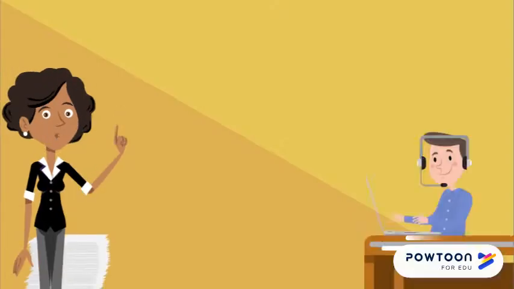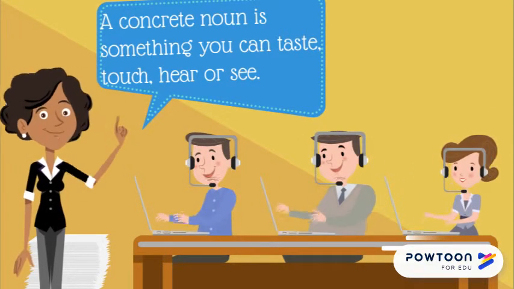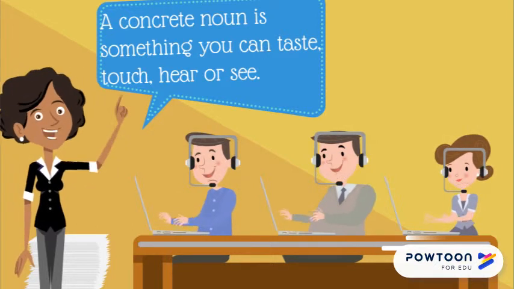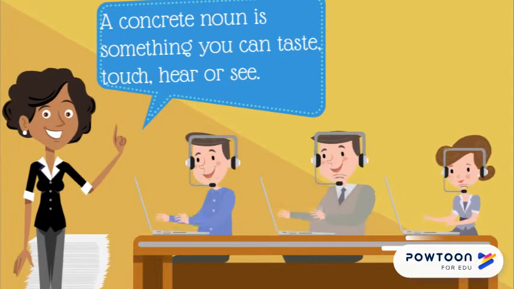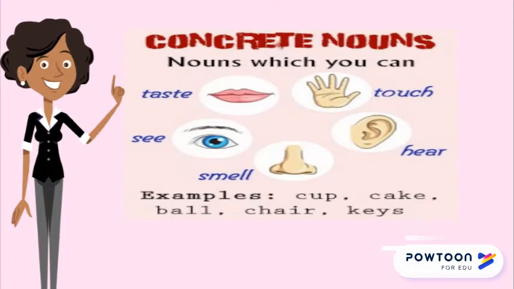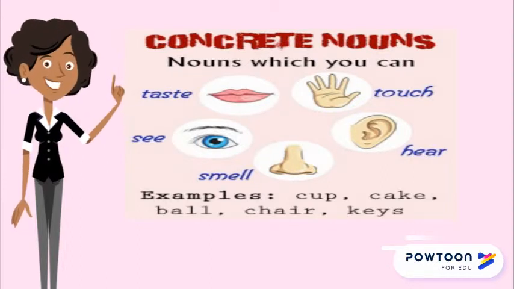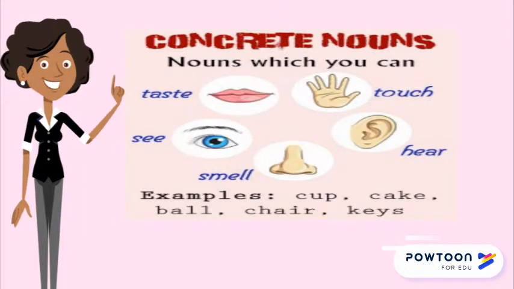A concrete noun is something you can taste, touch, hear, or see. Concrete nouns include common, proper, and collective nouns. Look at the following picture. Nouns which you can taste, touch, see, hear, and smell. Examples: cup, cake, ball, chair, and keys.